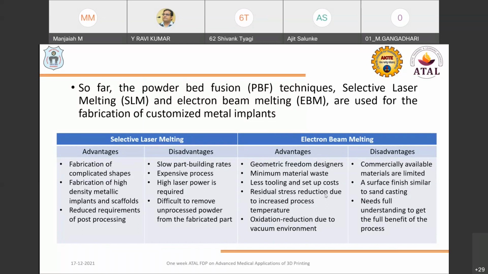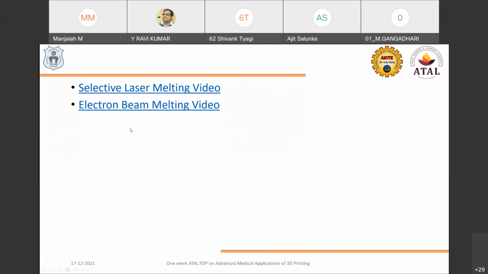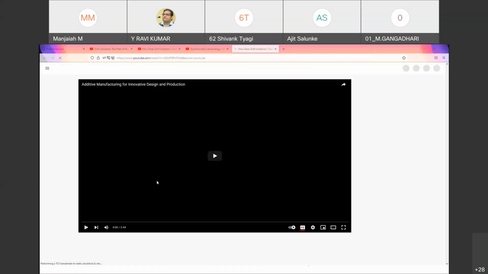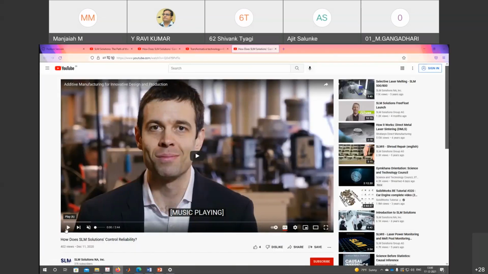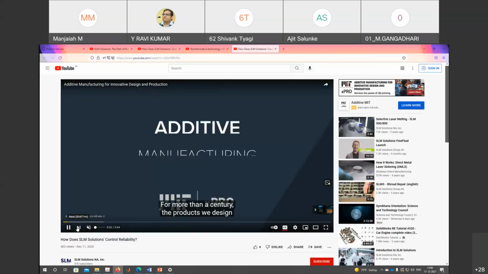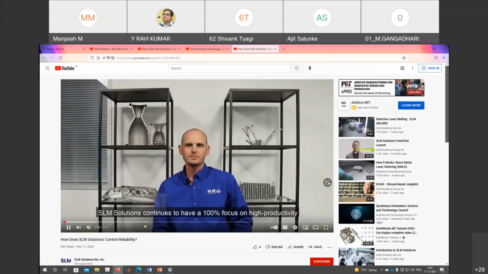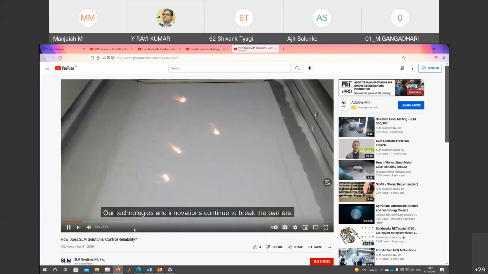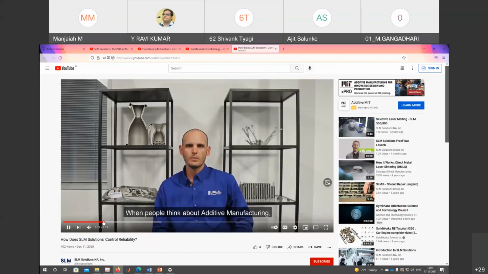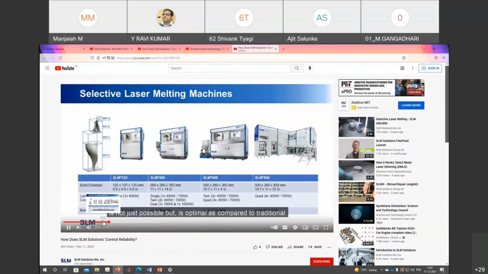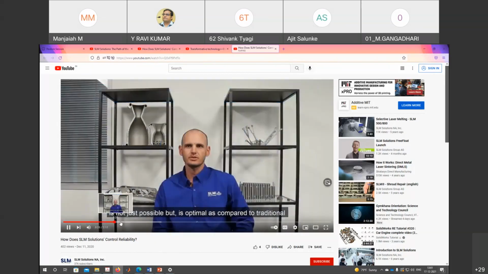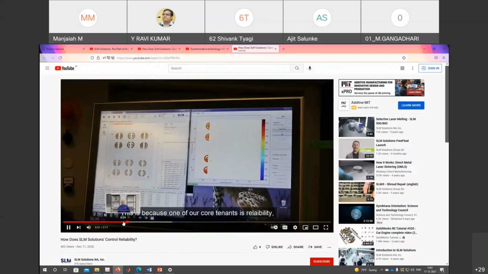You might be aware that many researchers make parts by the selective laser melting process. If you see here how the process works, for example in the GER SLM systems, they are used for medical parts from SLM Solutions. With a focus on high productivity, these are the injectors or topological parts made by SLM technologies. You can see the benefits of the SLM fabrication process, with select laser melting machines used for real-time application parts.